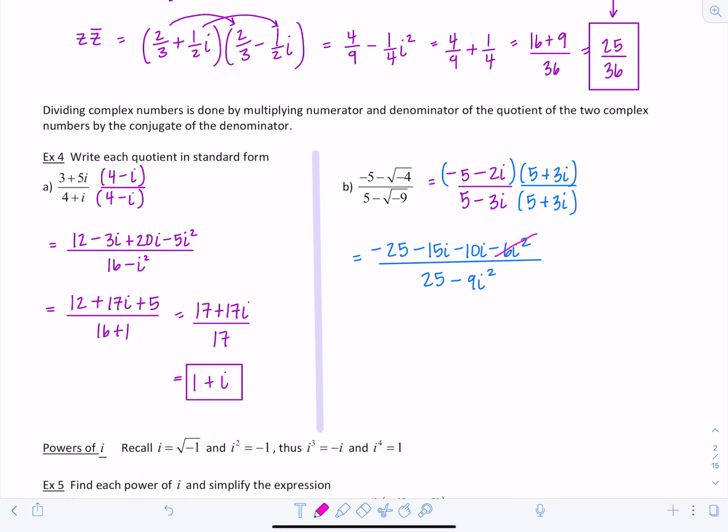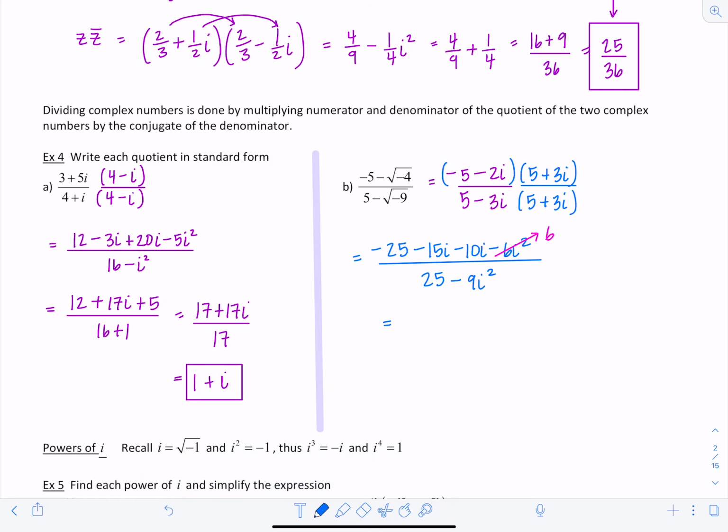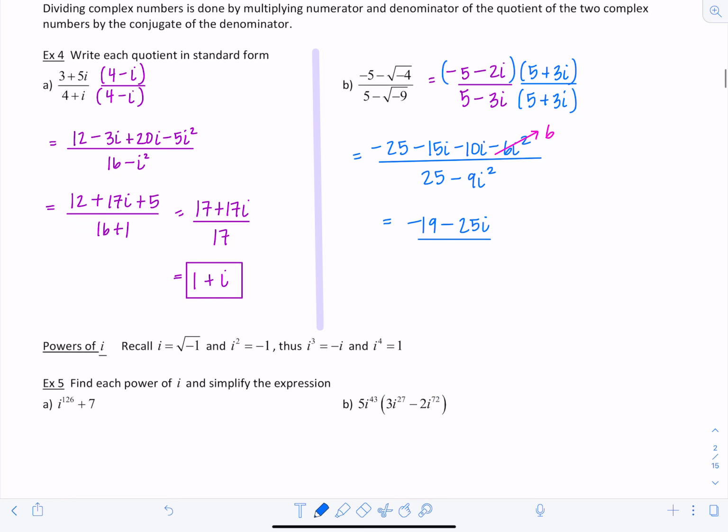Okay, minus 6i squared is really positive 6, and then positive 6 minus that 25 I have out front is going to give me negative 19, and then I have minus 25i over 25 minus 9i squared, which is 25 plus 9. So this is going to give me negative 19 minus 25i over 34.